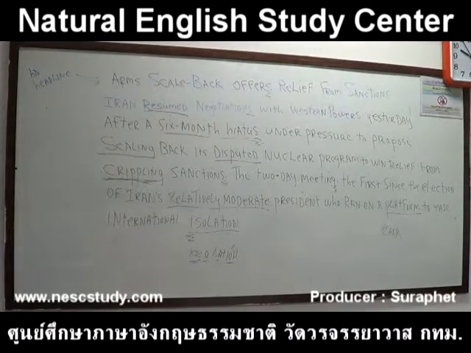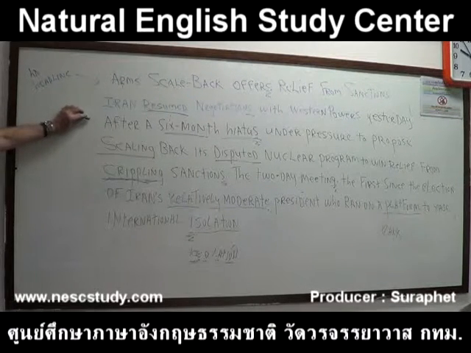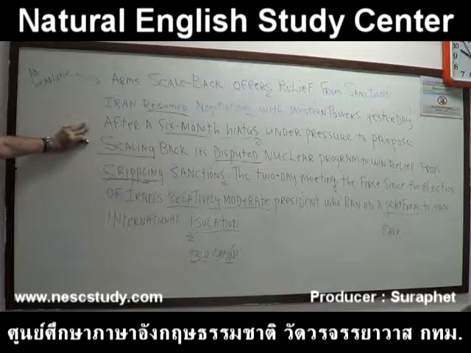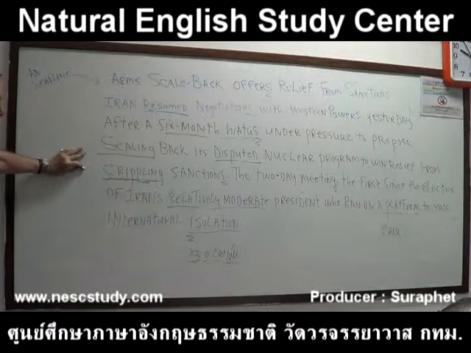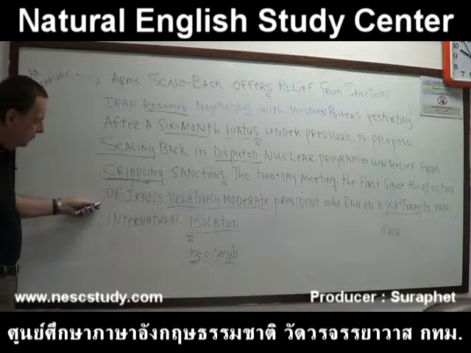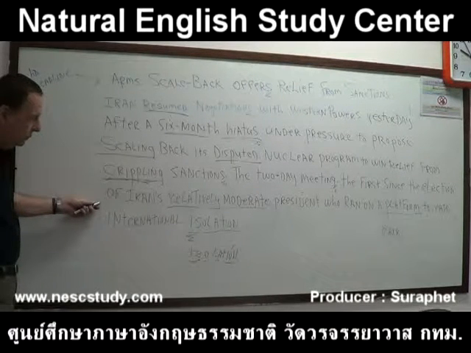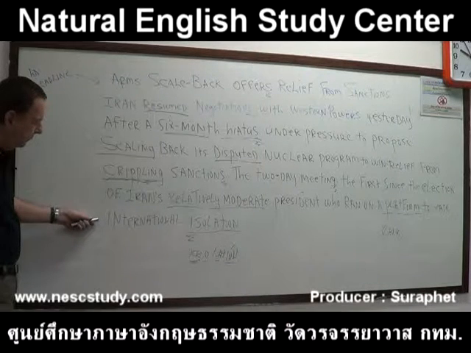Scale back offers relief from sanctions. Iran resumed negotiations with Western powers yesterday after a 6 month hiatus under pressure to propose scaling back its disputed nuclear program to win relief from crippling sanctions. The two-day meeting, the first since the election of Iran's relatively moderate president, who ran on a platform to ease international isolation.